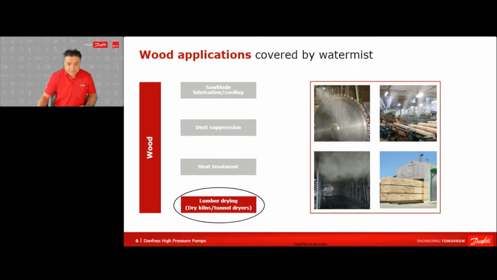The next application that we have here is called heat treatment. This is a rather new thermal treatment process where wood is heated to high temperature levels, even above 200 degrees. By that, they try to obtain decay resistance. And in these areas, we use water mist to have a consistent and fast cooling. This is also something that we are supplying our products to. And the last one where we want to deep dive is lumber drying and dry kilns or tunnel dryers.